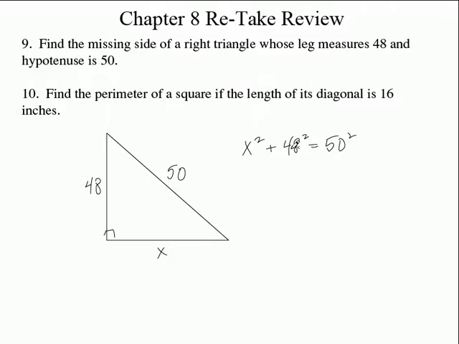Make sure you put these in the right order. A lot of people are just going 48 squared plus 50 squared equals x squared. You can't do that, can you? The hypotenuse has to be the one that's out there by itself. Don't forget that. So x squared, what's 48 squared?